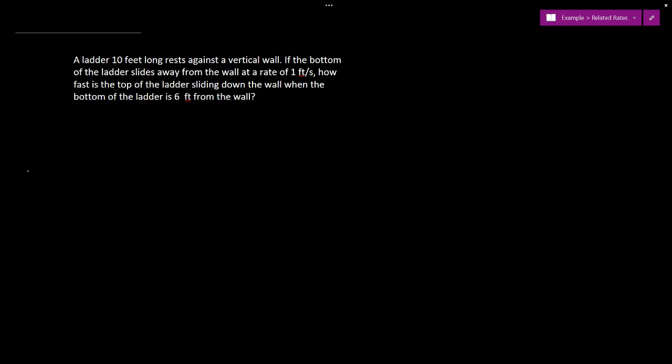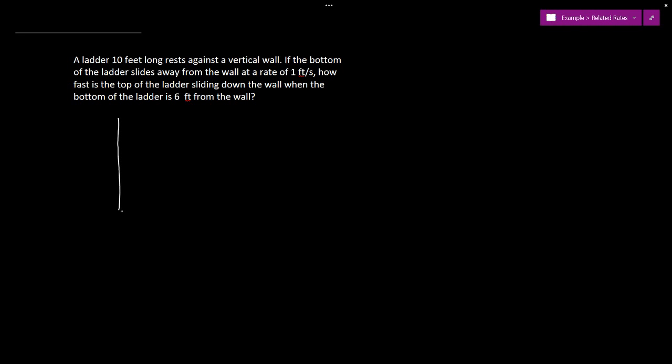All right, a ladder 10 feet long rests against a vertical wall. If the bottom of the ladder slides away from the wall at a rate of 1 foot per second, how fast is the top of the ladder sliding down the wall when the bottom of the ladder is 6 feet from the wall? It's always a good idea to start with a decent picture.